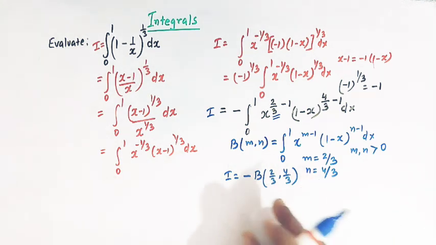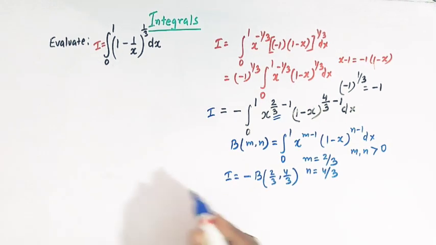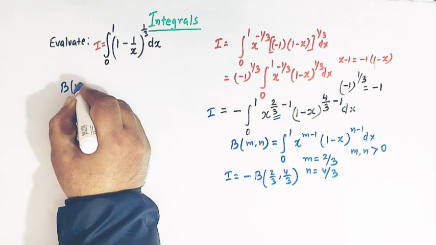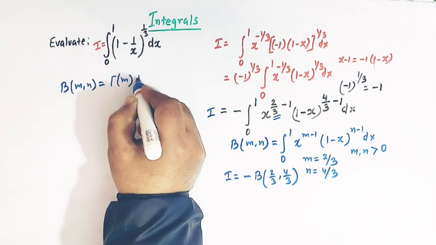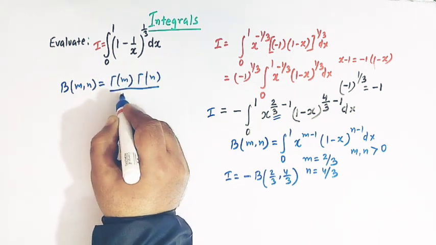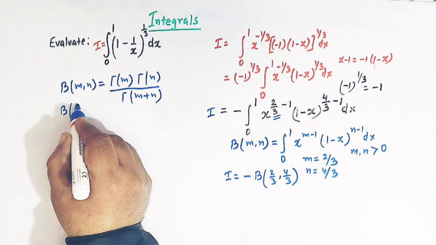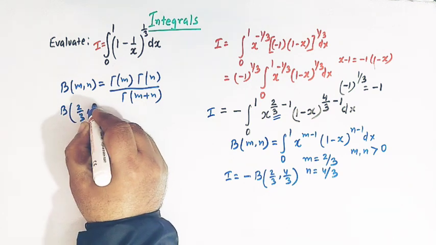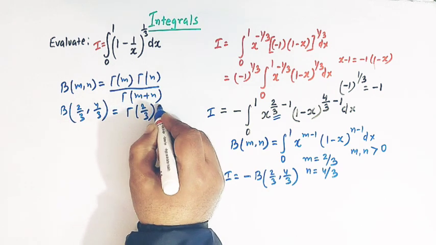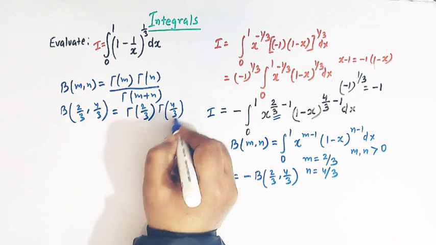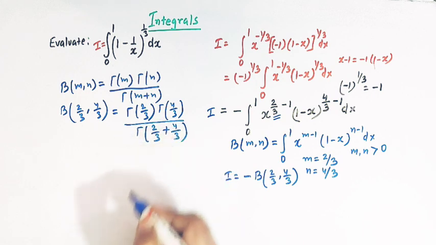For this we'll express the beta function in terms of the gamma function. So now we know the relation between beta function and gamma function as beta m comma n is equal to gamma m multiplied by gamma n divided by gamma of m plus n, right? So here beta 2 by 3 comma 4 over 3 is given by gamma of 2 by 3 times gamma of 4 by 3 divided by gamma of 2 by 3 plus 4 by 3.